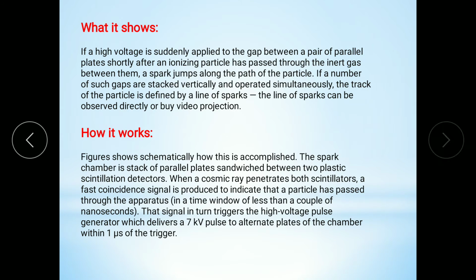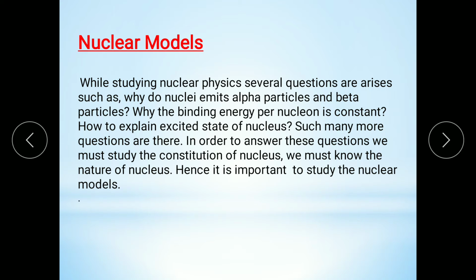Okay, now the next point is nuclear models. Now see, while studying nuclear physics, several questions arise, such as: why do nuclei emit alpha particles and beta particles? Second, why is the binding energy per nucleon constant? How to explain the excited state of the nucleus? Many more such questions are there. Now, in order to answer these questions, we must study the constitution of the nucleus. We must know the nature of the nucleus. Hence, it is important to study the nuclear models.